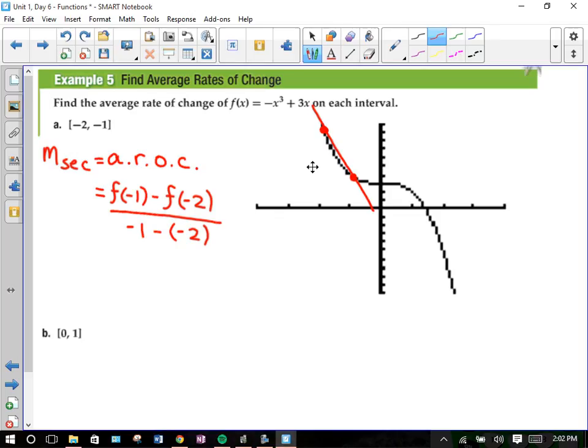Now, how do we find f of negative 1? What do we do? Plug negative 1 into x. So I'm going to have negative 1 cubed plus 3 times negative 1. Negative 1 cubed is equal to negative 1, so negative of that is positive 1. Plus 3 times negative 1, which is negative 3. So I get 1 minus 3, which is negative 2.